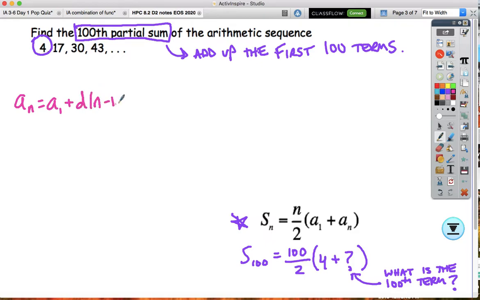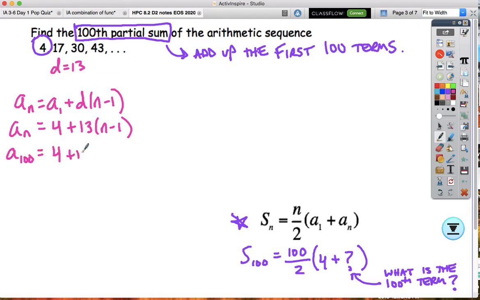We have all of that information. So I know my starting term is a 4, and I know the common difference. What are you adding each time? Look at the pattern of numbers. The thing that I'm adding each time is 13. So here's my general formula. If I want a specific term, like if I want the 100th term, I just plug in a 100. So plug this in your calculator with plugging a 100 in for n.